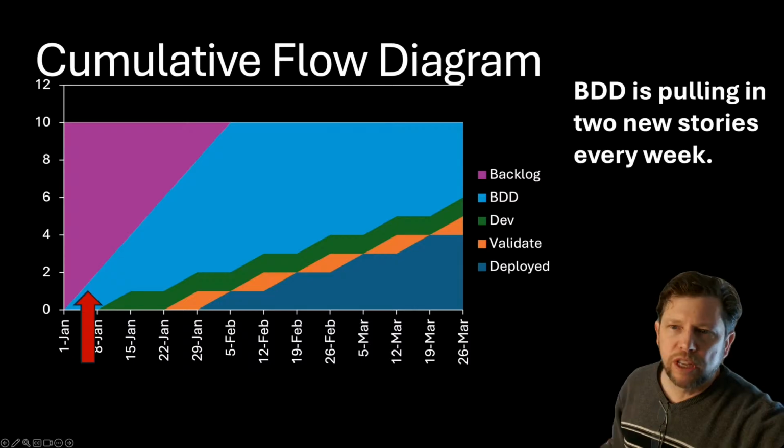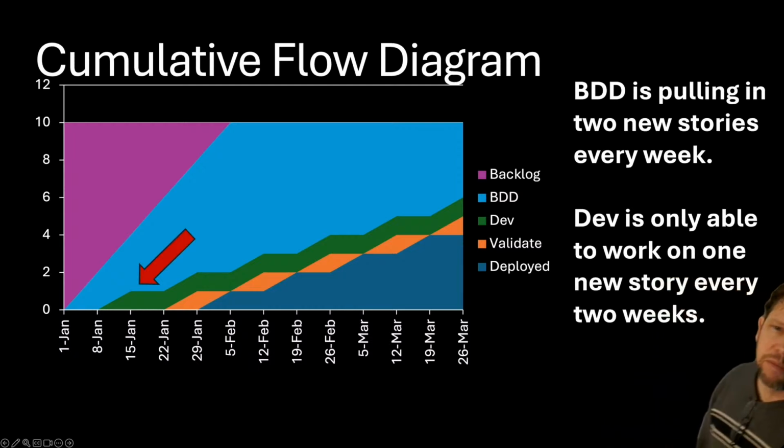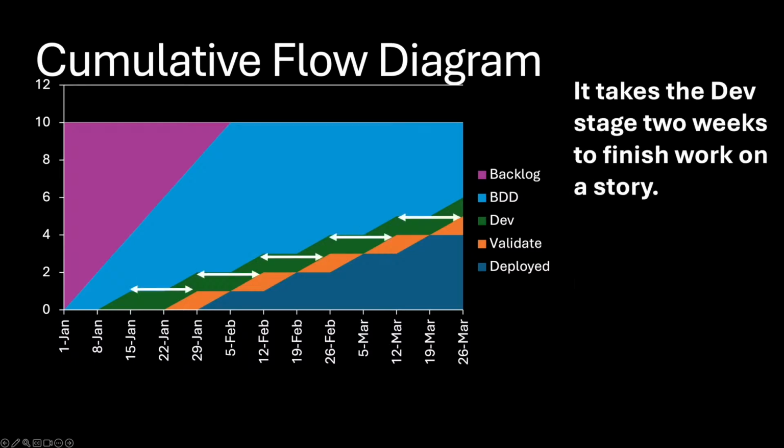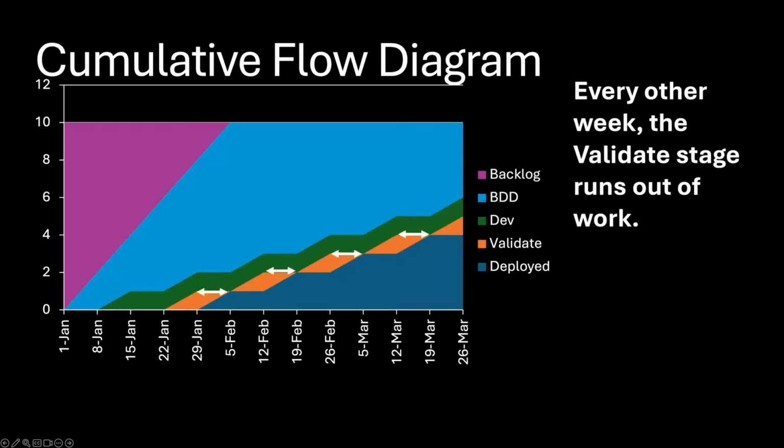So BDD is pulling in 2 new stories every single week and working on them, and from what we said, they're actually finishing them. But dev's only able to work on one new story every 2 weeks because we cut their capacity in half. It takes the dev stage 2 weeks to finish work on a story, and the BDD stage is getting too far ahead.